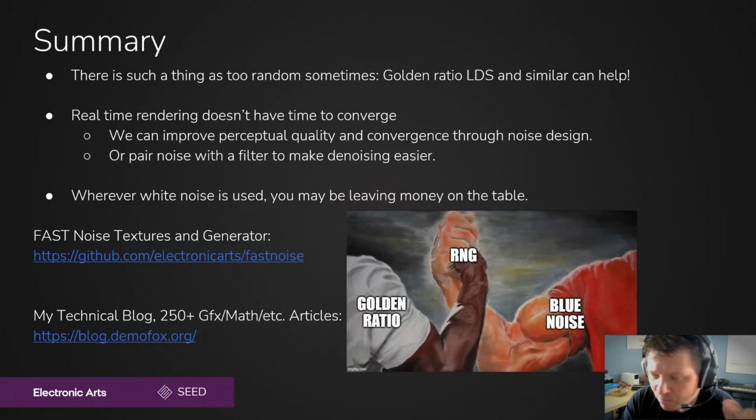But a major takeaway I want to impart on everyone is that wherever you see white noise being used, it's a good indication that you are leaving money on the table. And this is true outside of graphics and game dev. If you see a randomized algorithm that's using white noise, you could very well get better results dropping in the golden ratio sequence or similar. But it depends on the usage case.